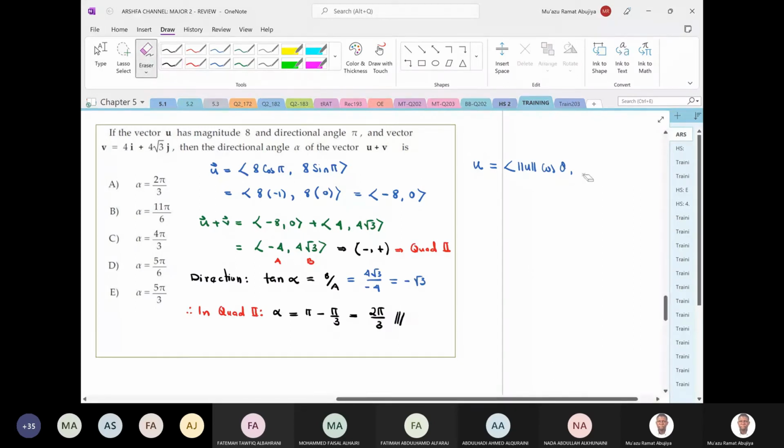Now, you see, we have good news. Sometimes in multiple choice, you can eliminate answers, because we know that we are dealing with quadrant number 2. You will agree with me that this is a possibility, and this is also a possibility. But this is out automatically. This is out and this is out, because they are in quadrant number 3 and quadrant number 4. So because we know that our answer is going to be in quadrant number 2, we can use this as an elimination skill if there is no time.